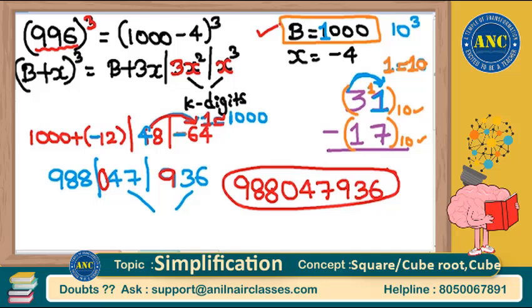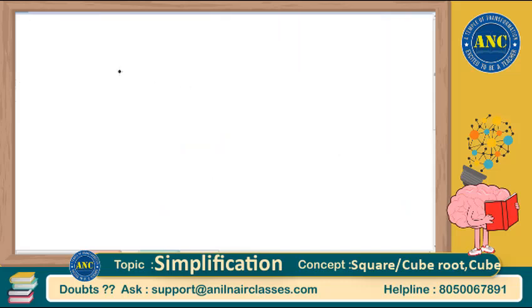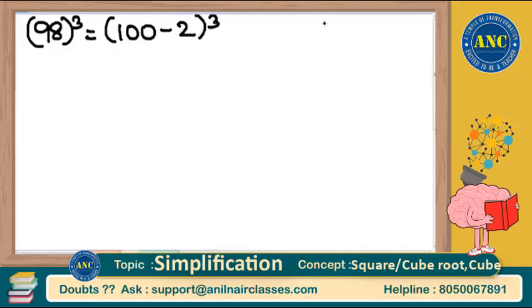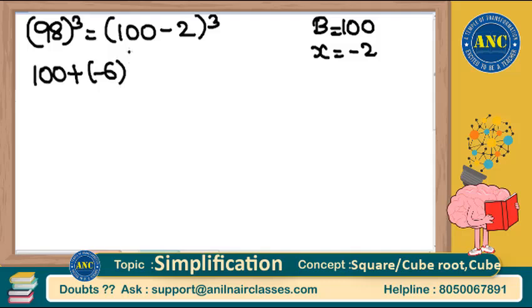I will also take a few more questions so that my students understand it much better. Suppose, for example, now see here, suppose 98 whole cube I need to find. 98 can be written as 100 minus 2. Base is 100. B value is 100, which is 10 power 2. X value is minus 2. B plus 3x: 100 plus 3 into minus 2, slash 3x square: 3 into minus 2 whole square, slash x cube: minus 2 whole cube is minus 8.